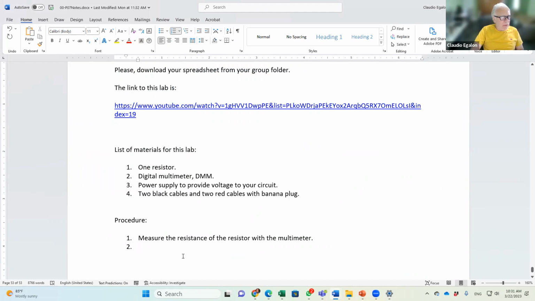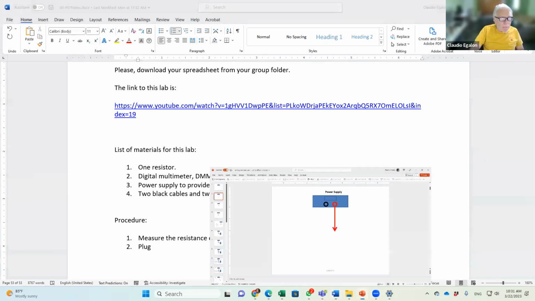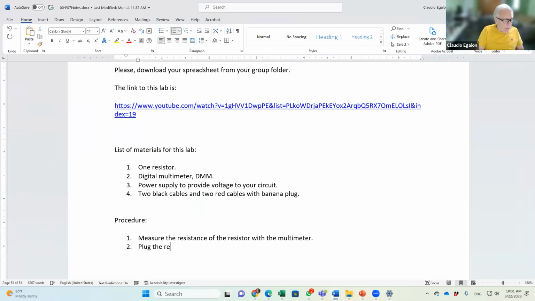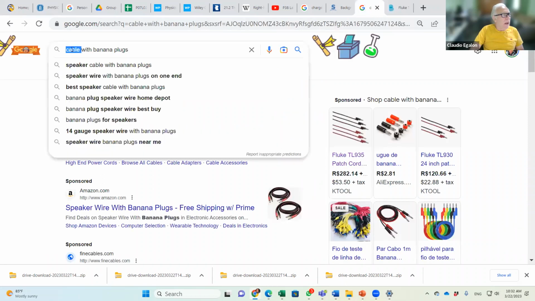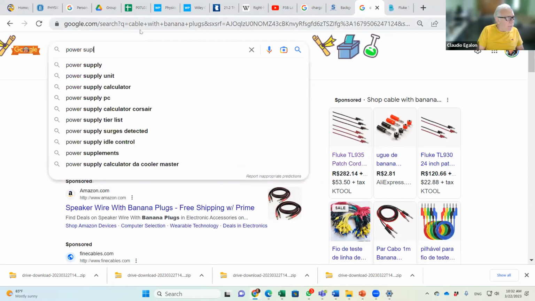Measure the resistance of the resistor with the multimeter. And then procedure: plug the red cable, the red banana cable, in the red output of the power supply. So let me show you how a power supply looks too. Power supply unit.